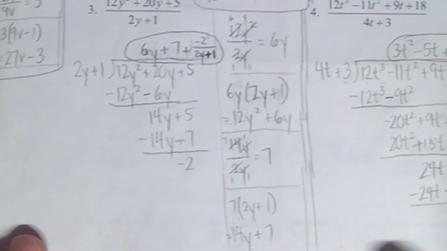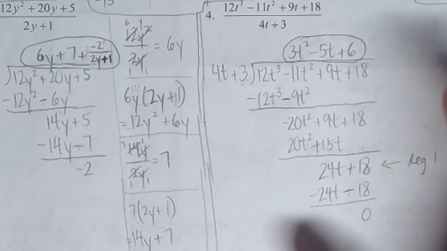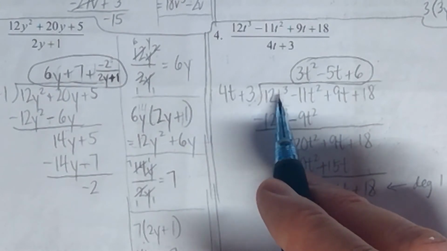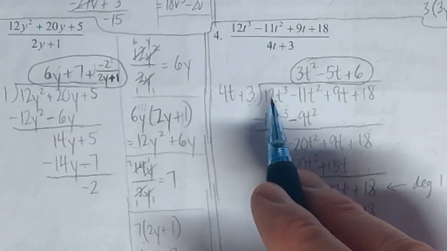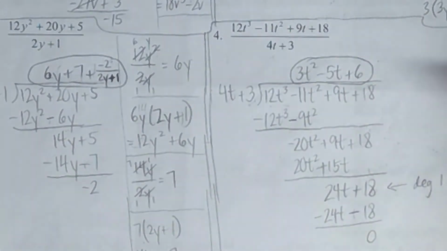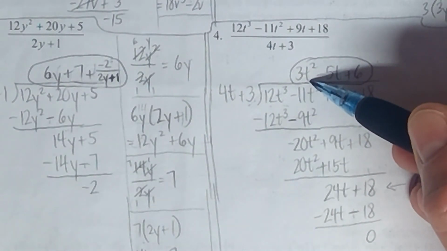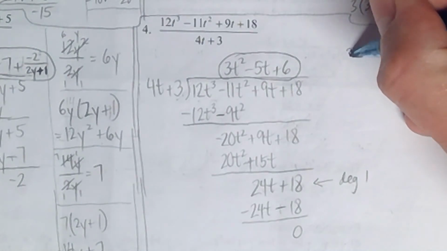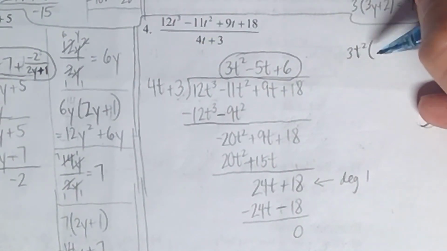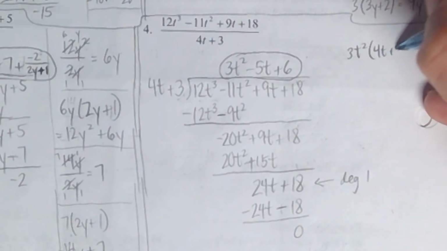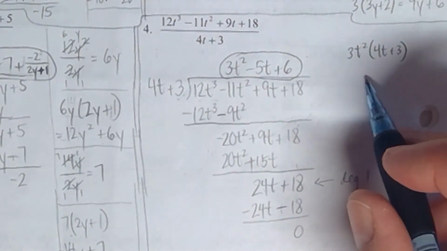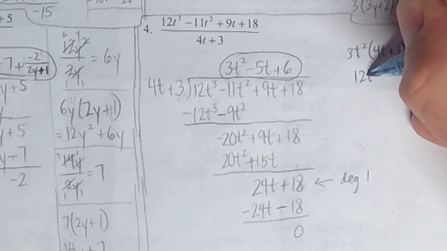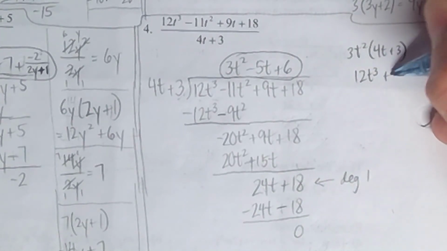Number 4. Again, everything's in the right order, so I jump right into it. 12t to the third divided by 4t, first term divided by first term, I get 3t squared. I then take the 3t squared and multiply it by the entire outside part. That gives me 12t to the third plus 9t squared.